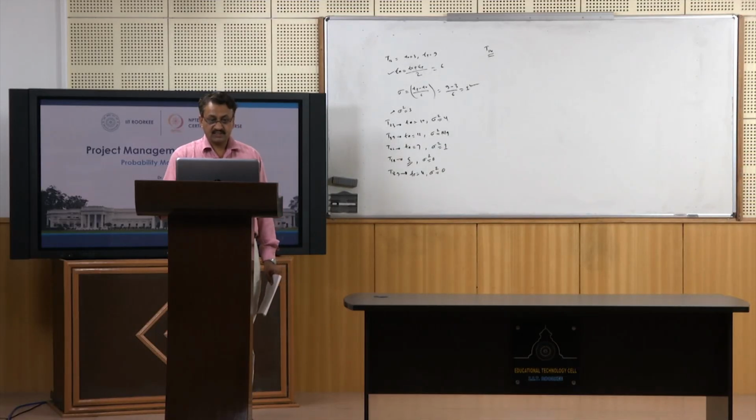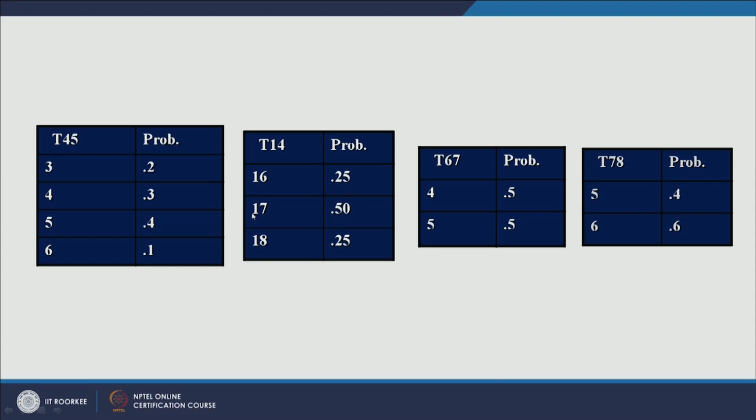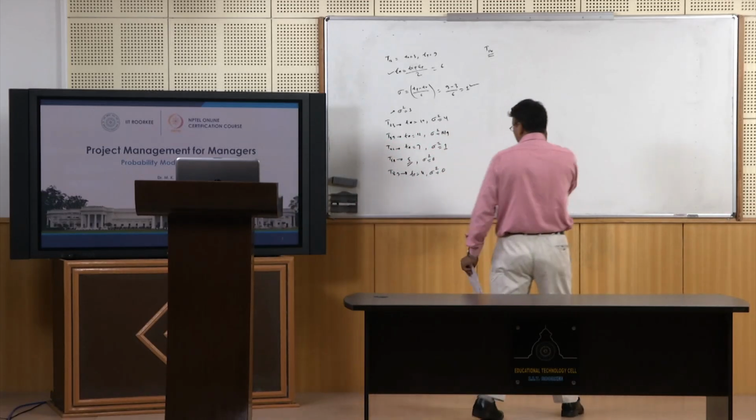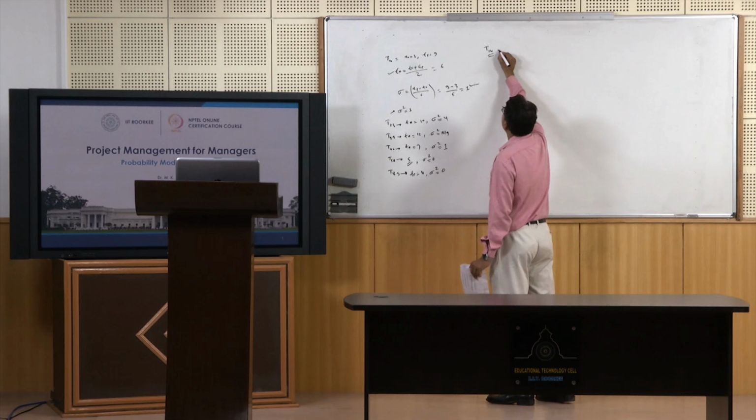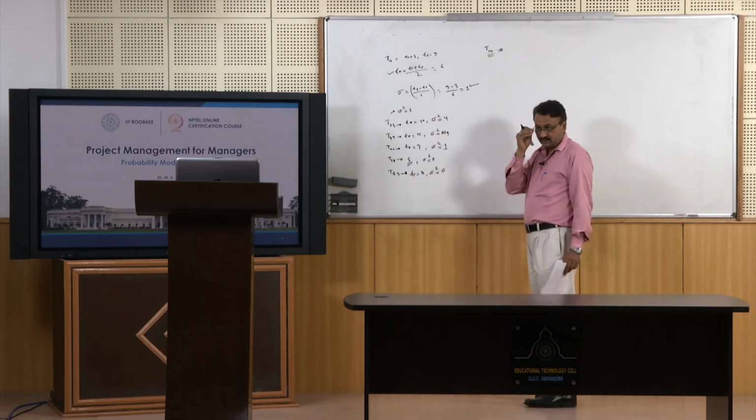It will take 16 days, its probability is 0.25; it will take 17 days, probability 0.5; it will take 18 days, probability is 0.25, right. So, we will calculate the TE value for activity 14, our expected time of activity 14. What you can do here is just multiply the durations and probabilities, right.